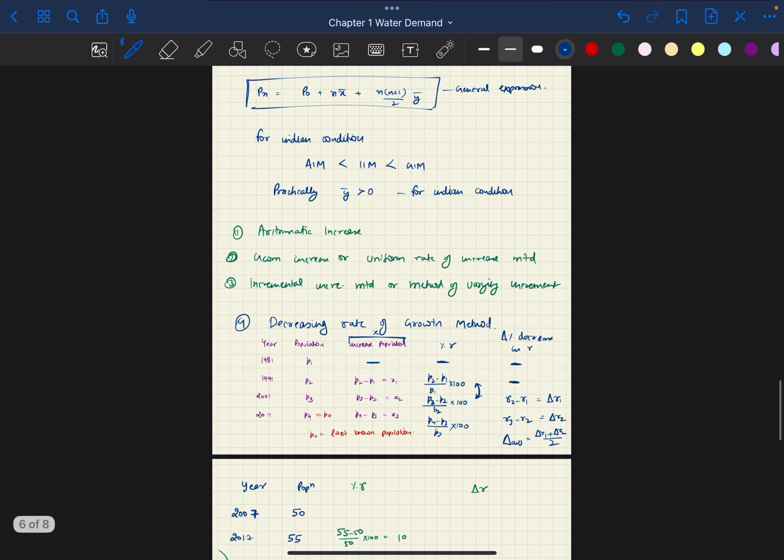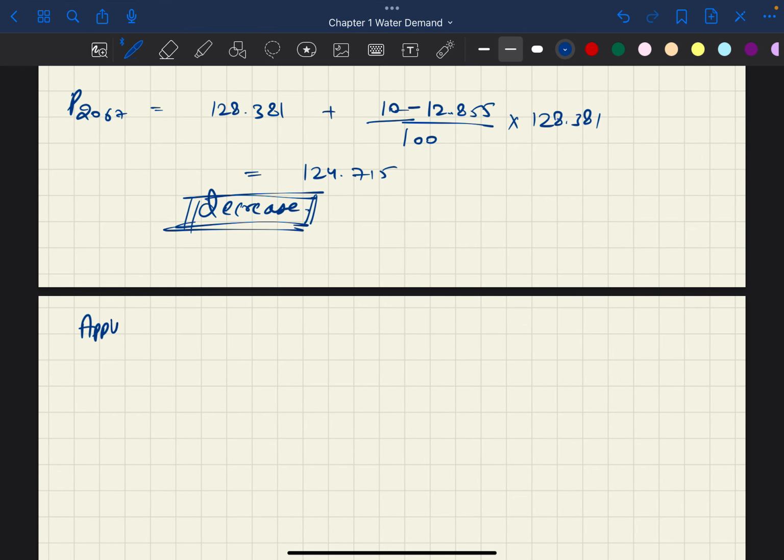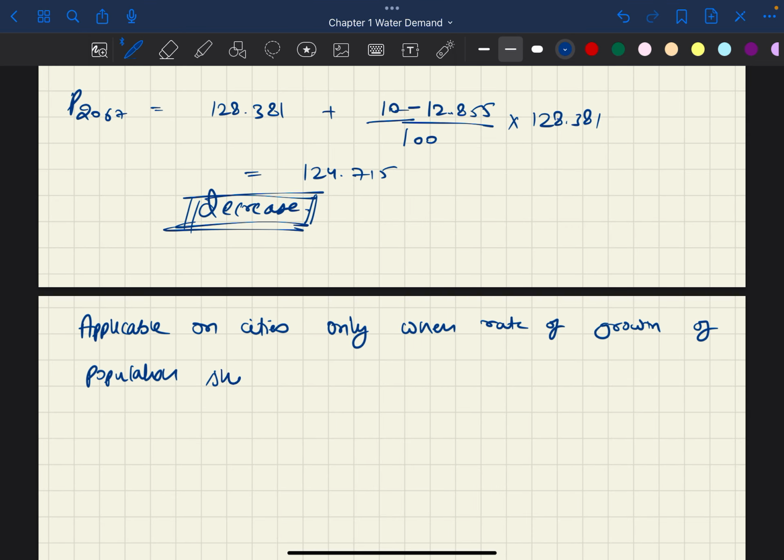So what is the applicability? Write applicability here. Applicable on cities only when rate of growth of population shows downward trend.